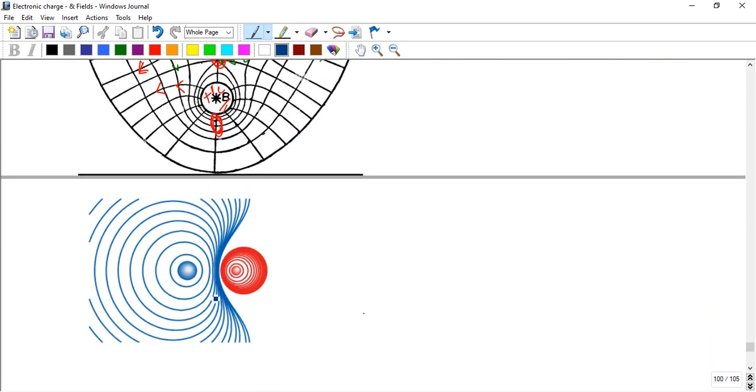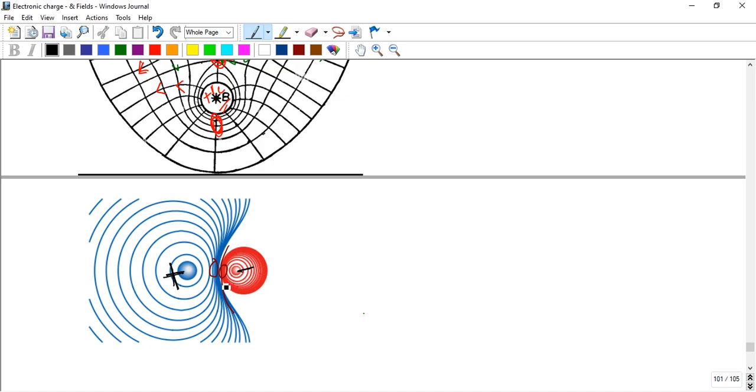Before we calculate work done, here is another diagram. Suppose we see that here the equipotential surface is much denser. Here is a thin line. This diagram represents a plus charge and a minus charge, and the surfaces also are plus or minus, which means they are in opposite polarities.